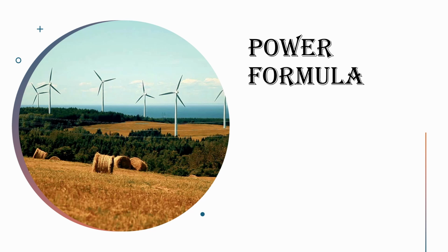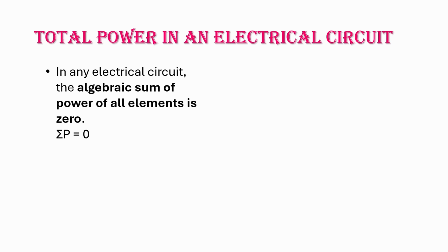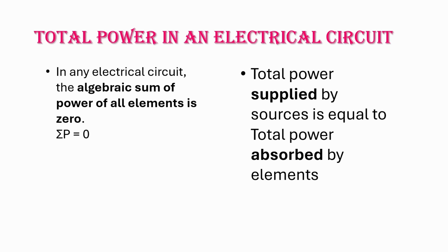Its basic formula is very simple. Power equals voltage times current. A golden rule of circuit analysis is that the algebraic sum of power of all elements in any circuit is always zero. This means that the total power supplied by sources is equal to the total power absorbed by the elements.